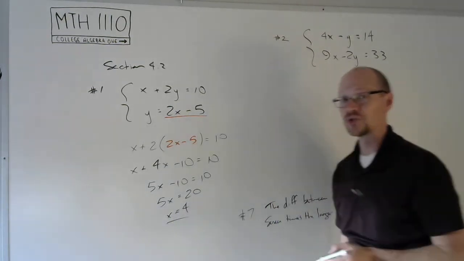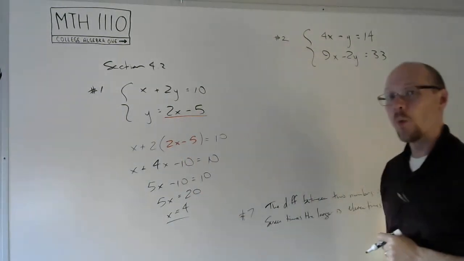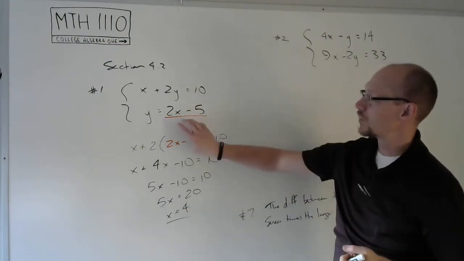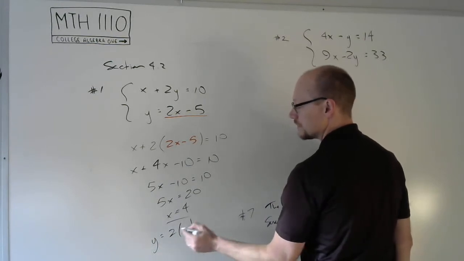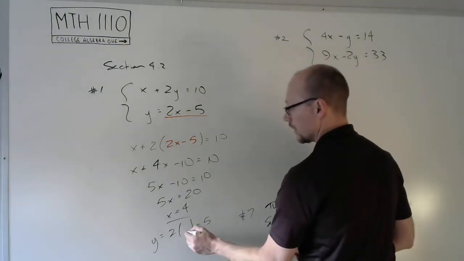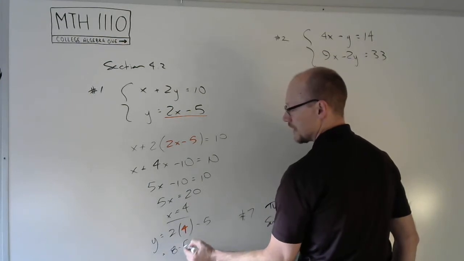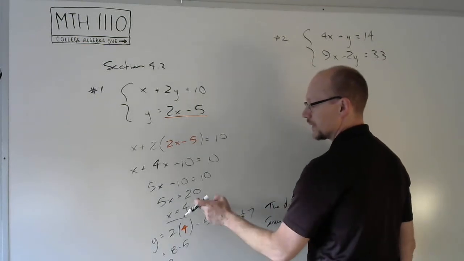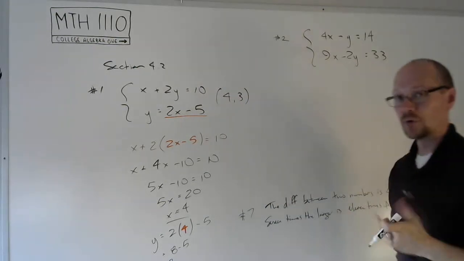And the nice thing about the substitution idea is if you look at this isolated y, we can figure out what y is pretty readily by simply taking the 4 and putting it right into that underlying expression. So I know that y is going to equal 2 times that x value minus 5. 2 times the 4 minus 5. What is 2 times 4? I hear you say 8 minus 5, which is 3. So my solution then is the point 4, 3. 4, 3 is the point that makes both those equations true.